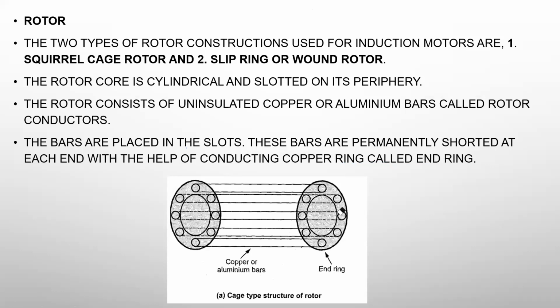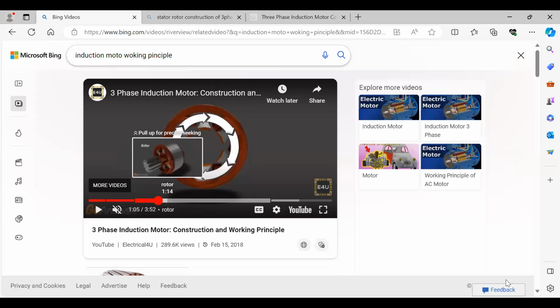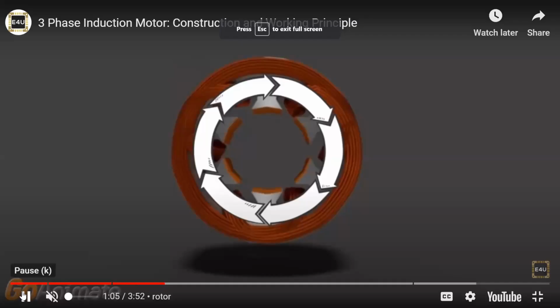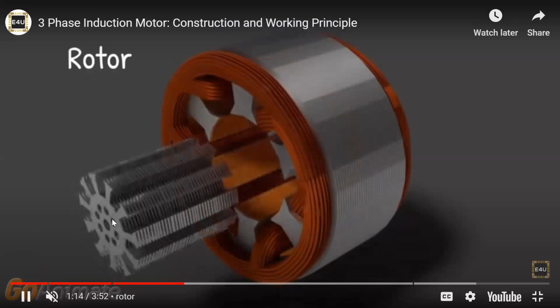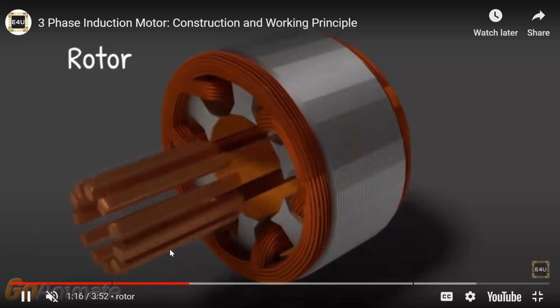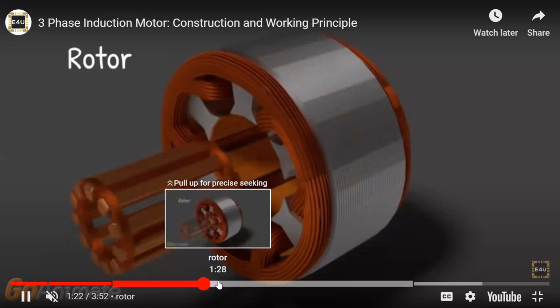Just a minute, I will open a video. Yes. So here, we will see what the rotor construction is. This is the rotor, the rotating part that will be connected with a shaft. These are the copper bars, shorted bars with end rings.